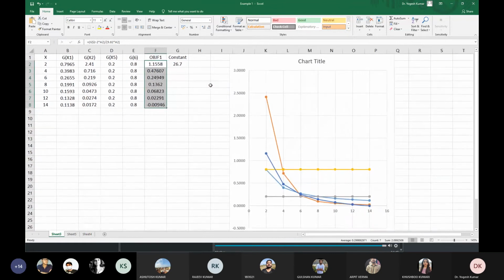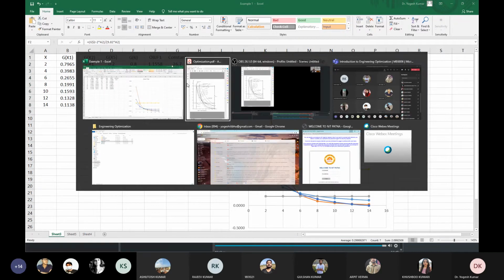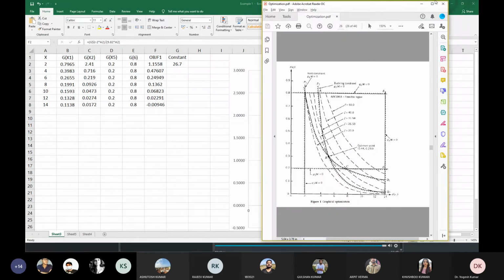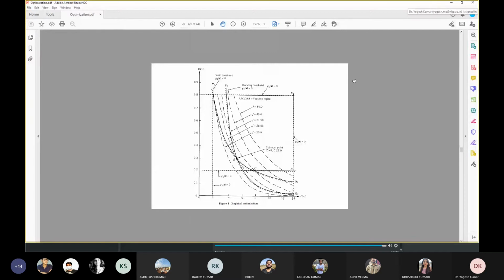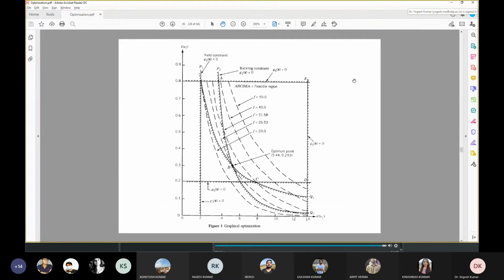Okay, so this way you will be able to draw the plots quickly whenever you want. I hope this is clear, how you can use your Microsoft Excel for creating or plotting the different curves in a very small time.